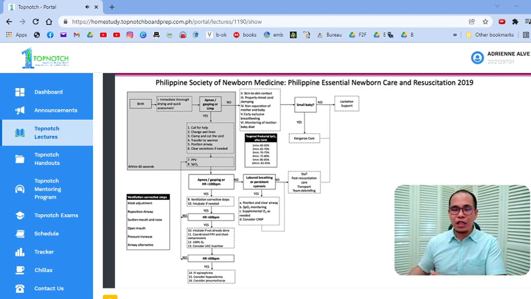So what do you do if the baby is apneic, gasping, limp? Okay, so this is what you do. You call for help. You immediately change the wet linen. Again, guys, with the wet linen, if the baby becomes hypothermic, you clamp the cord even before 3 minutes because your baby needs resuscitation. Transfer to warmer, position the airway, very important.